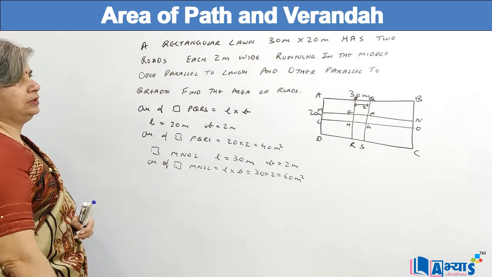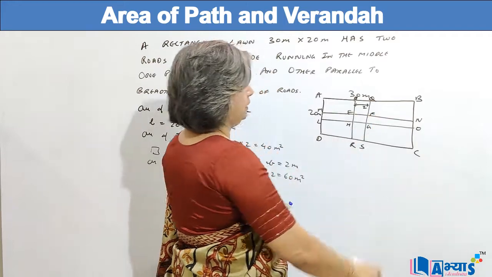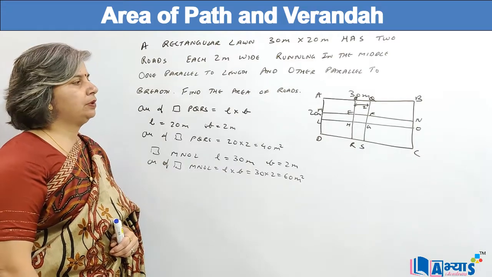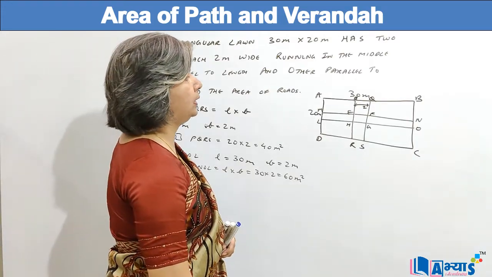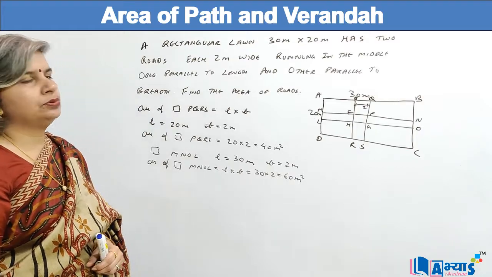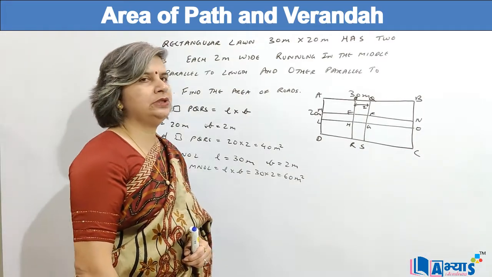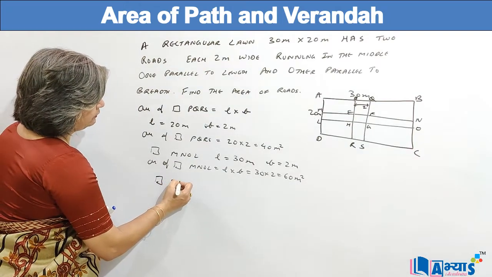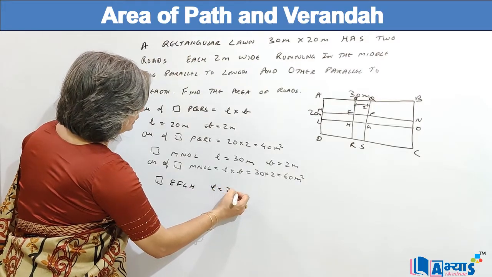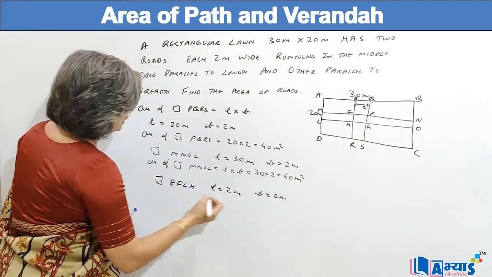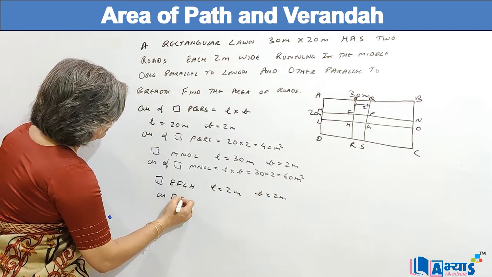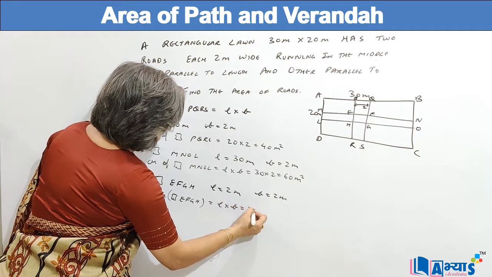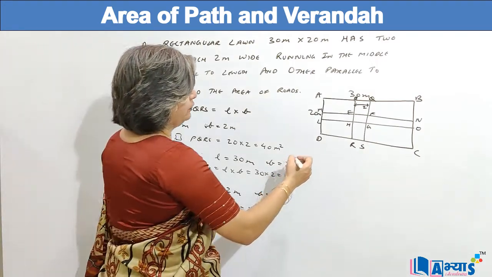Now we see that the EFGH, which is the crossroad, is basically included in both the rectangles, in the rectangle PQRS and in the rectangle MNOL. So that means if we add these two areas, the area EFGH will be added twice. So we will find the area of rectangle EFGH, where length is 2 meters and breadth is again 2 meters. So area of EFGH will be equal to L into B, that is 2 into 2.